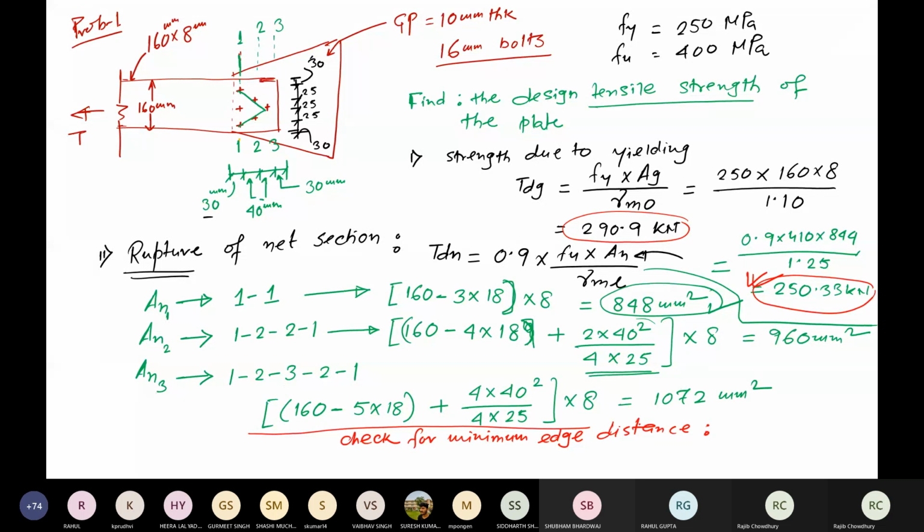But how much is the minimum edge distance that is required? 1.5 times dh, the diameter of the hole, which becomes 27 mm. This is less than the 30 mm which is provided. So that means the system on which we are making the analysis is satisfying some of the design criteria, and based on those design criteria and other related features, we are calculating the design strength.